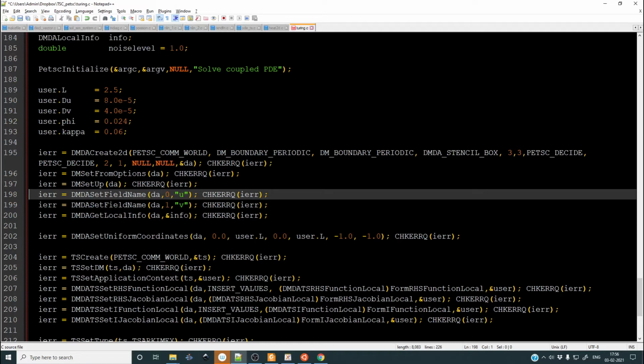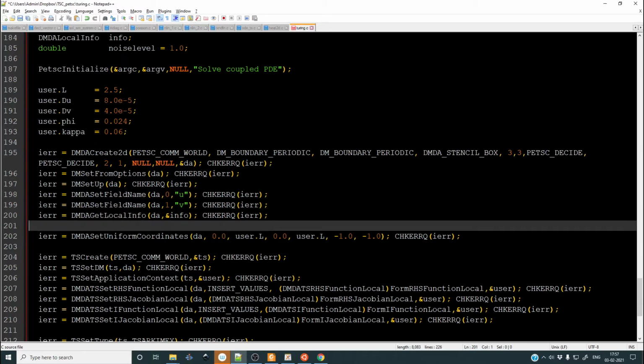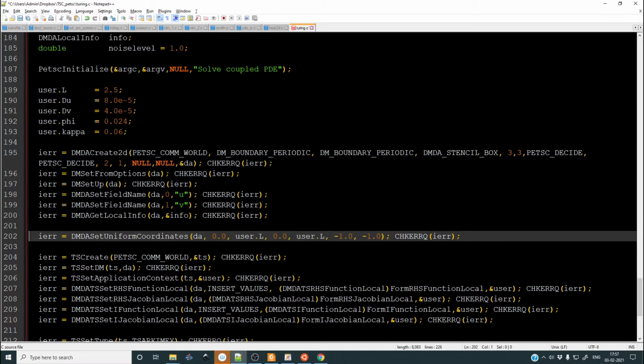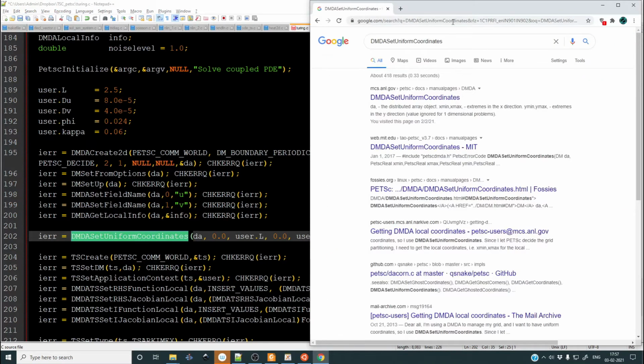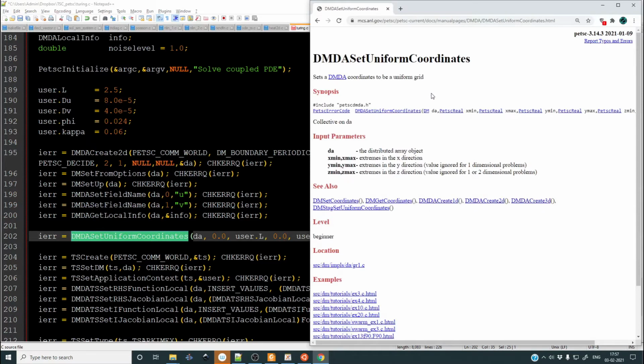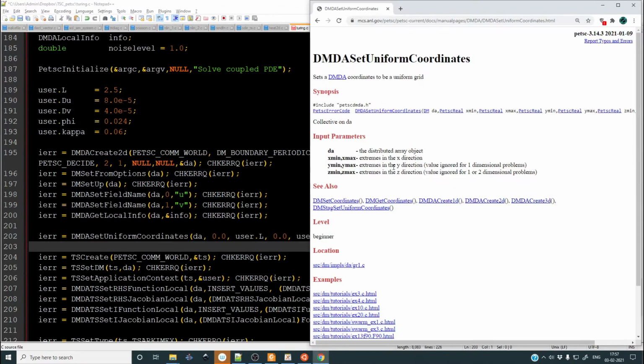The index 1 has an alias equal to V, and then you fetch the information about the grid, because when you define the local functions for forming the RHS function or the Jacobian, you need to pass around the info object for the DMDA, so that you can perform the loops and all that. You can find out what H is going to be. Now here is something which we haven't used so far, which is DMDASetUniformCoordinates. It's a very simple function which you can imagine what it means. It takes the default domain and scales it between 0 and L. In this case, L is 2.5, so it's going to scale it from 0 to L.